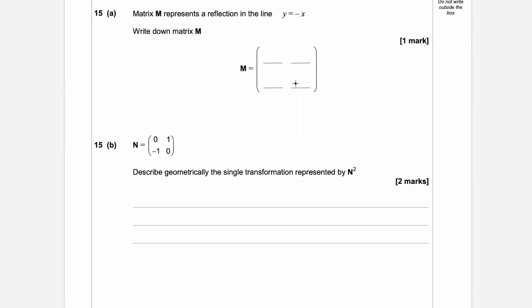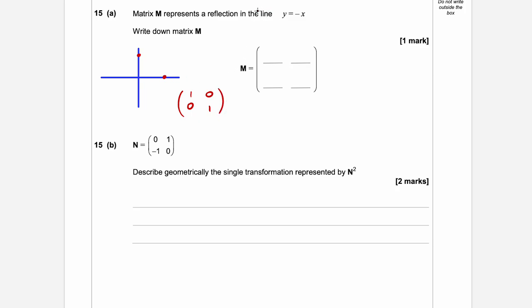Question 15. Matrix M represents a reflection in the line y equals minus x. Write down the matrix. Okay, I'm going to just draw this, guys, which I like to draw. This is our identity matrix. So our identity matrix is our 1 0 here, and our 0 1 here. So it's 1 0 0 1.